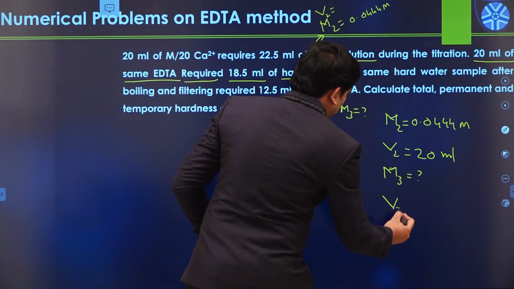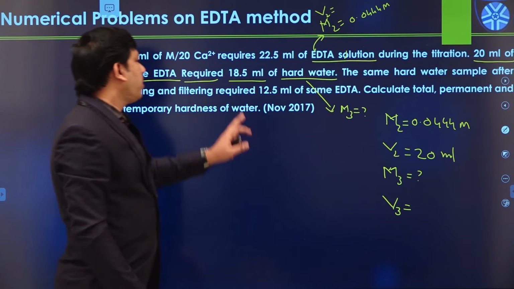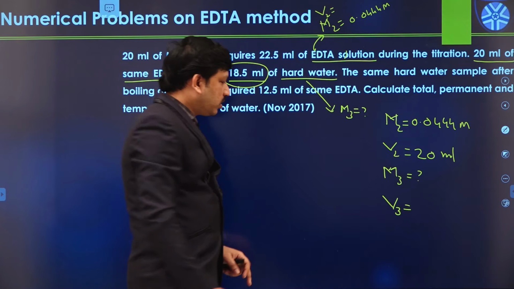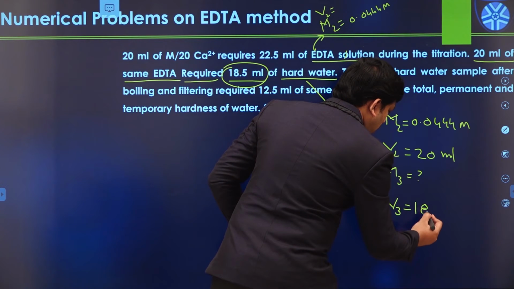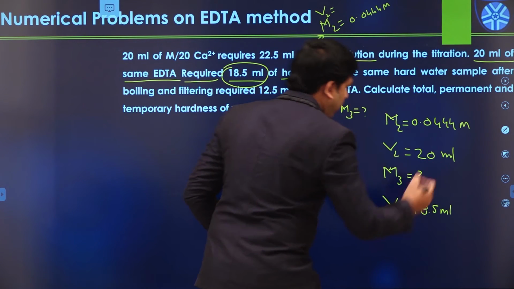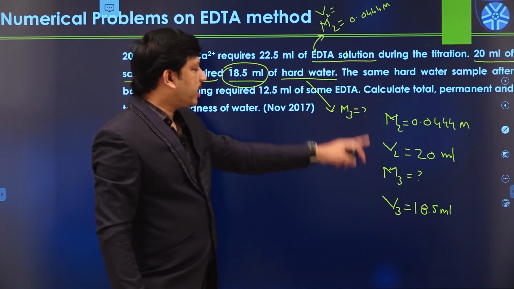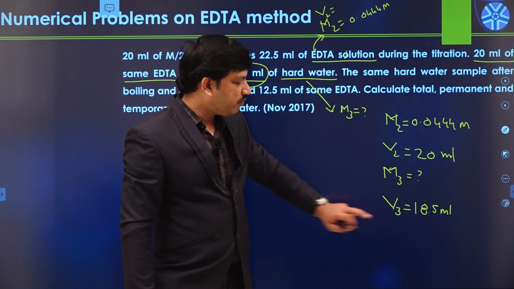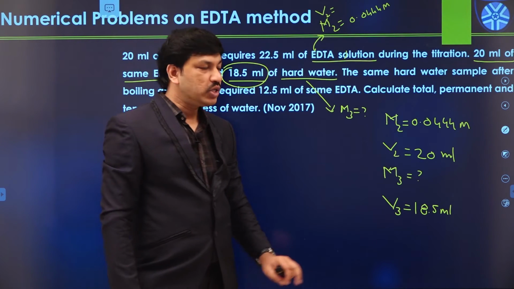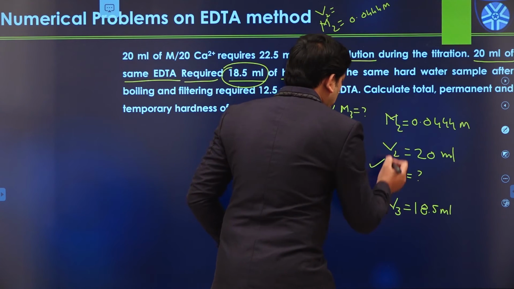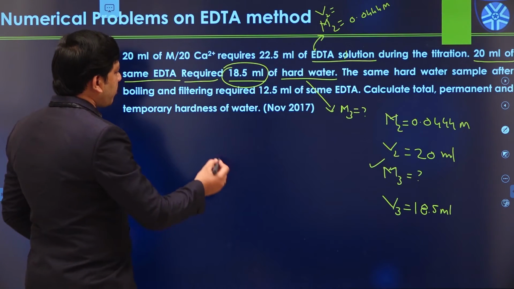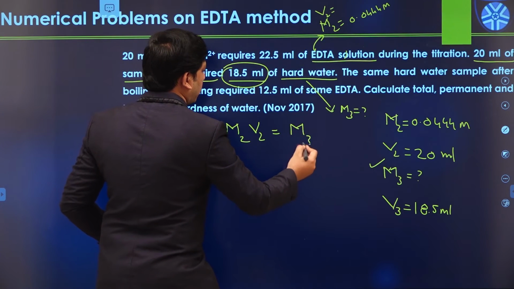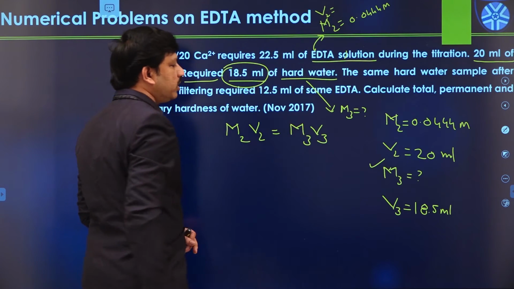And the V3 value. What is V3? V3 means the volume of hard water used. That is 18.5 ml. So like this, the second time we have 4 different parameters: the M2 value, V2 value, M3 value, and V3 value. Out of these 4 values, M3 is the unknown value. So what is the formula? M2 V2 is equal to M3 V3. This is the formula.